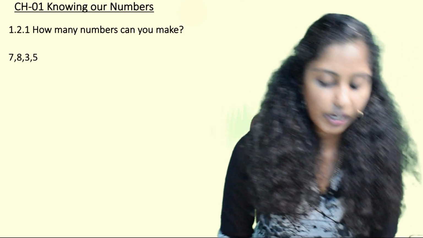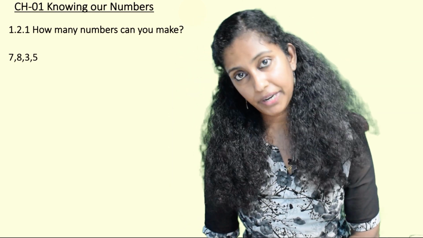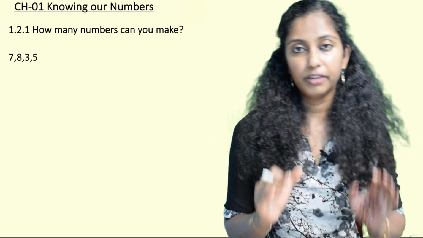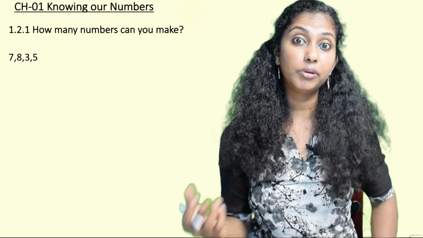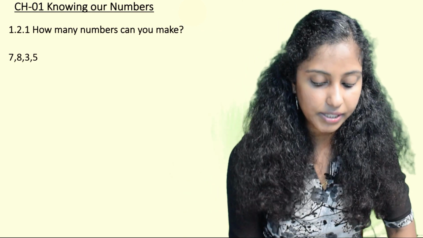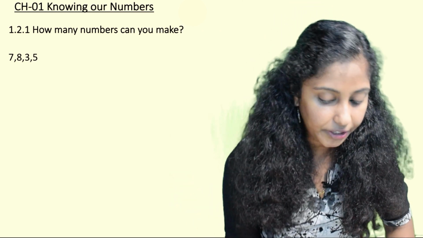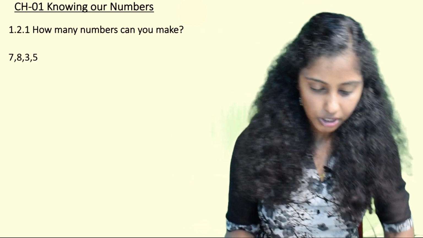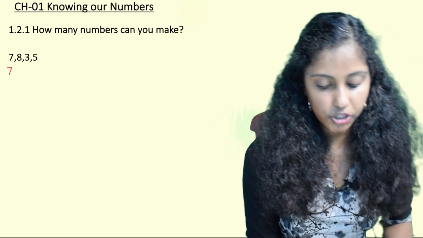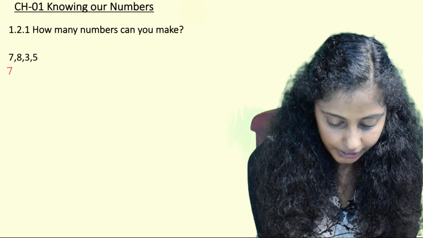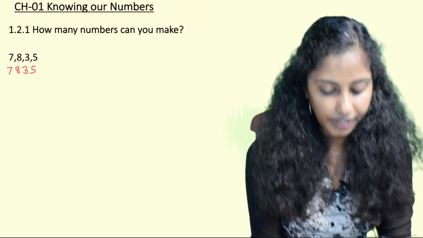Now the next thing we are going to learn about is how many numbers can be made. For example, we are given 4 digits, 7, 8, 3 and 5. Now how many numbers can we make? Here you will see after 7, 8, 3, everywhere you see a comma. So these are different digits. We are asked to make numbers. So what I do is, I write 7 in the first position and then I write 8, 3, 5 as it is. This is one number which I have made.